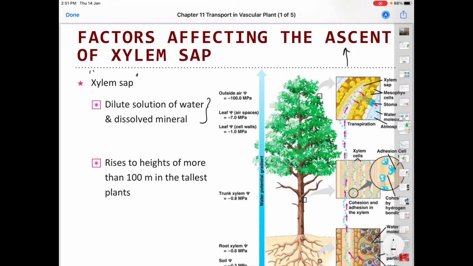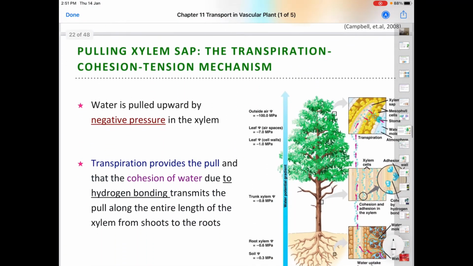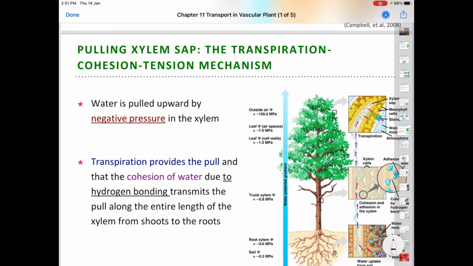Just imagine the water from the soil must enter through the root hair and then be carried up to the whole plant. So in order to do that, the plant needs some forces to pull the xylem sap upward. These forces are called the transpiration cohesion tension mechanism. This is the mechanism involved in pulling xylem sap from the soil to the whole plant.